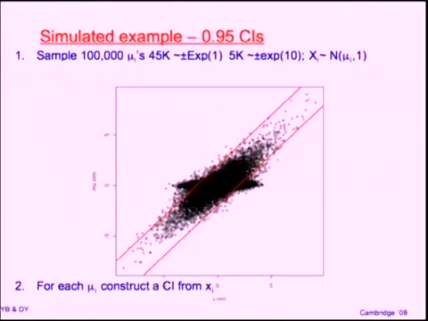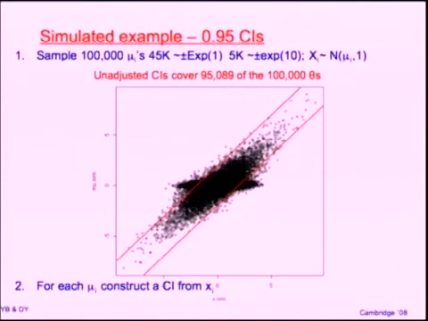Sample 100,000 mu i's. 45,000 of them have exponential 1 distribution with plus or minus signs, and 5,000 have exponential 10, again with plus or minus signs given. Then data is generated, normal with mean mu i and variance 1. For each mu i, you construct a regular confidence interval. The unadjusted confidence intervals, of course, cover 95.089 percent of the parameters, which is fine. That's what they are supposed to do.